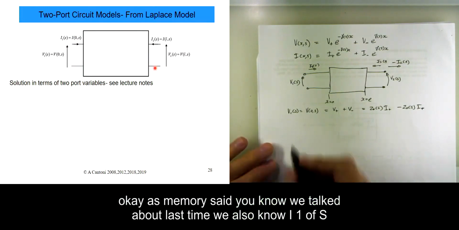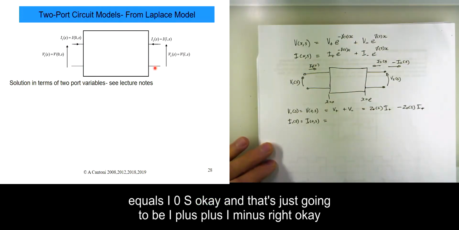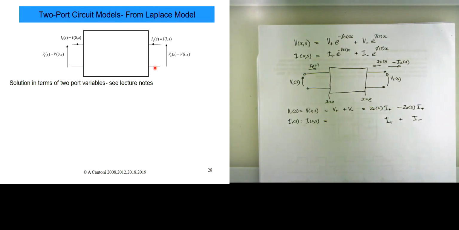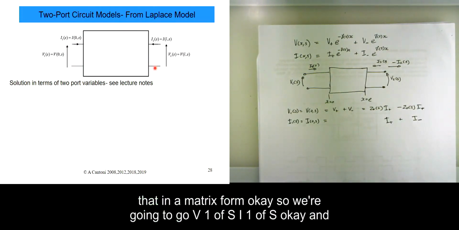And we also know I1 of s equals I0 of s, and that's just going to be I plus I minus, right? Okay. So we could put that in matrix form, right? So we're going to put that in a matrix form.